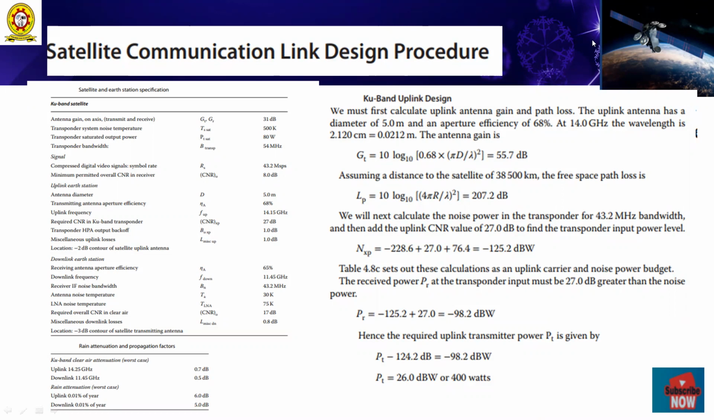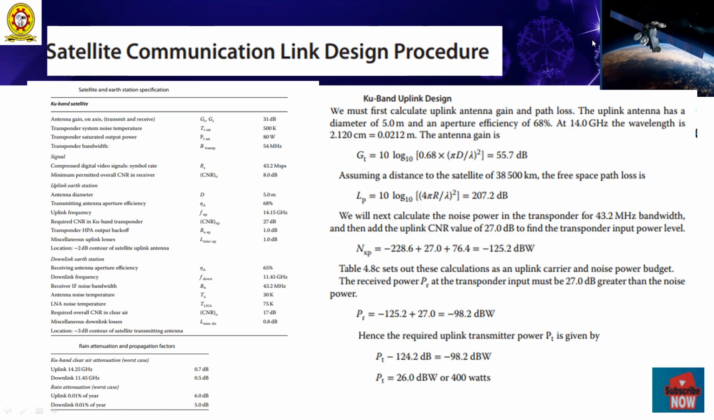So this example examines the design of a satellite communication link using a Ku band geostationary satellite. With this satellite, the bent-pipe transponders distribute digital TV signals from the Earth station to many receiving stations throughout the country.